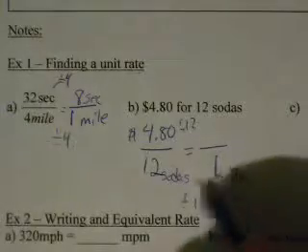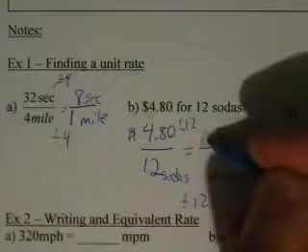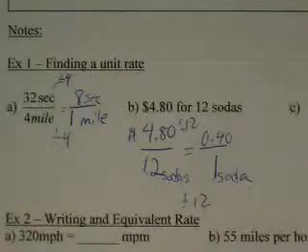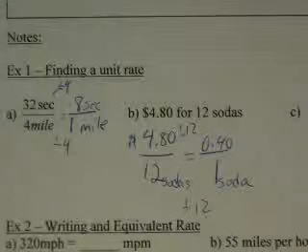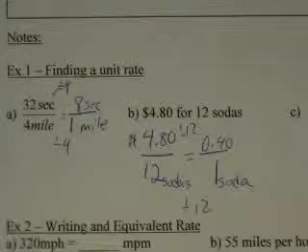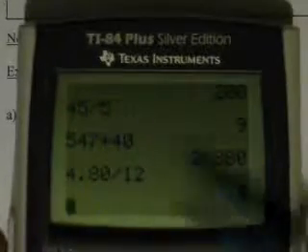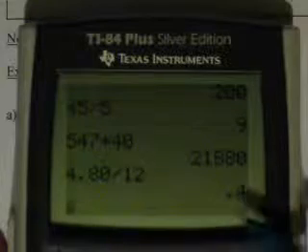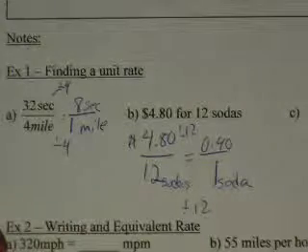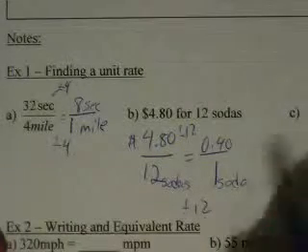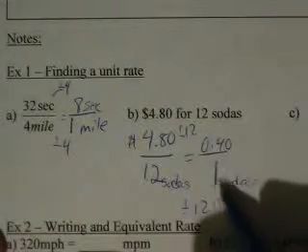Well, 12 divided by 12 is 1 soda. $4.80 divided by 12 is 0.40, or you could say 40 cents for 1 soda. And with a calculator, I punched it in, $4.80 divided by 12 gives me 0.4. Okay? So unit rate, you always divide by the denominator, and you're always going to have a denominator for a unit rate. Denominator will be 1.